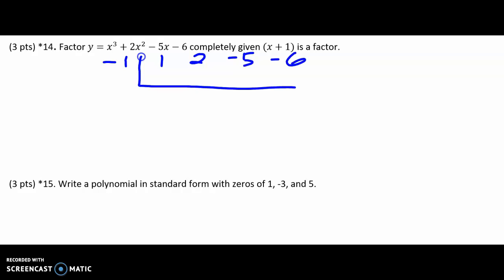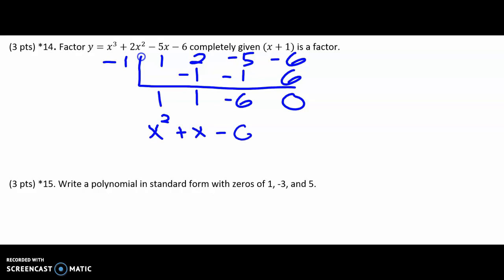Okay, and what I'm going to get here, first number comes down. When I'm outside, I multiply. When I'm inside, I add or subtract depending on what signs are there. So I have 2 minus 1. Outside, multiply again. -5 minus 1 is -6. Outside, multiply. Here I get 0. Now remember, from here, I bring it down 1 power, so that would be x squared plus x minus 6.